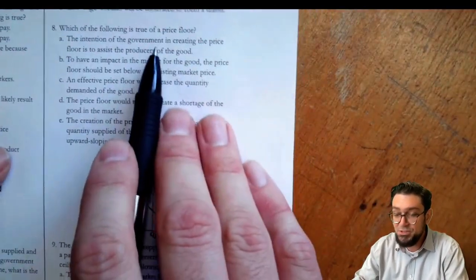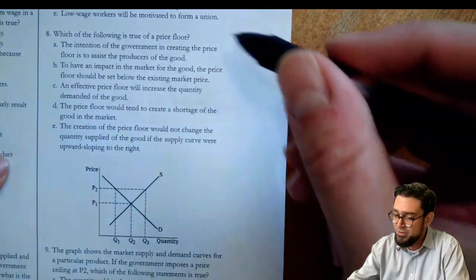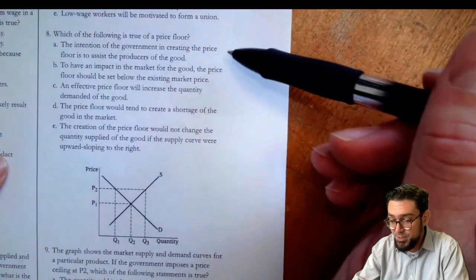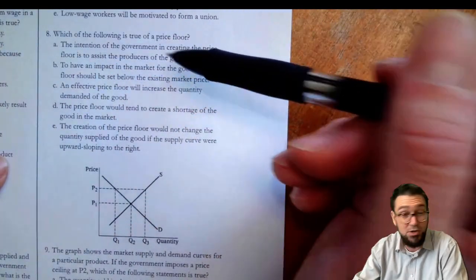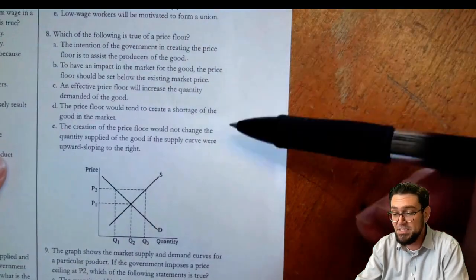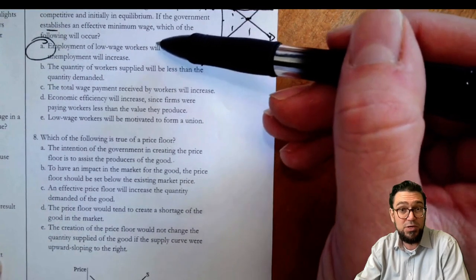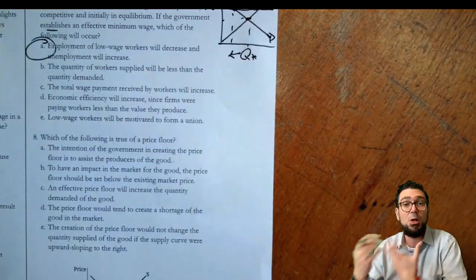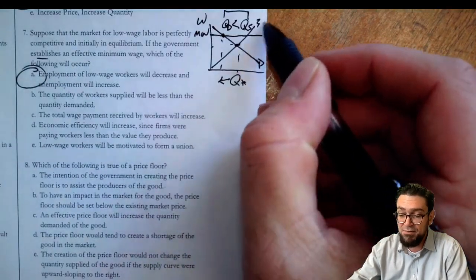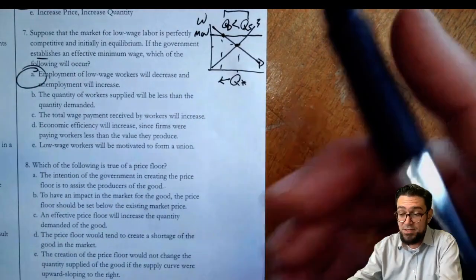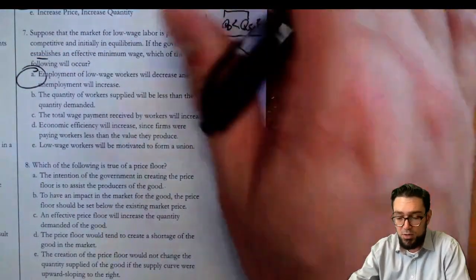Number 8, which of the following is true of a price floor. And so we're going to test some options here. The intention of the government in creating a price floor is to help the producers of the good. That is why actually they exist. In the previous question where we had a price floor, the producers of the good are the low-wage workers themselves because they're actually supplying their labor, right? The suppliers of labor are helped out by this price floor in that sense.